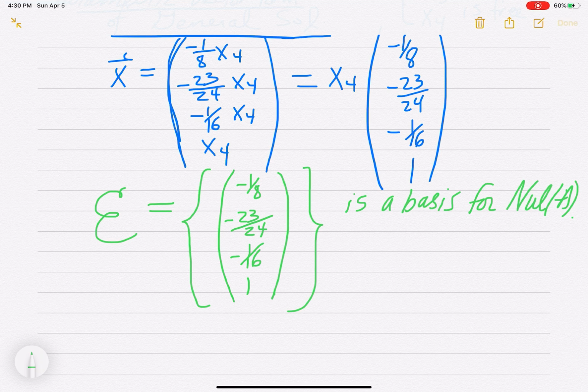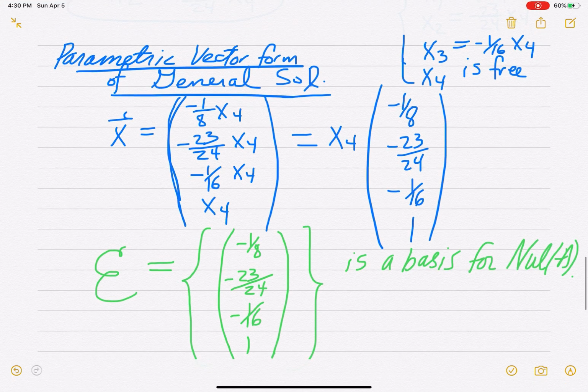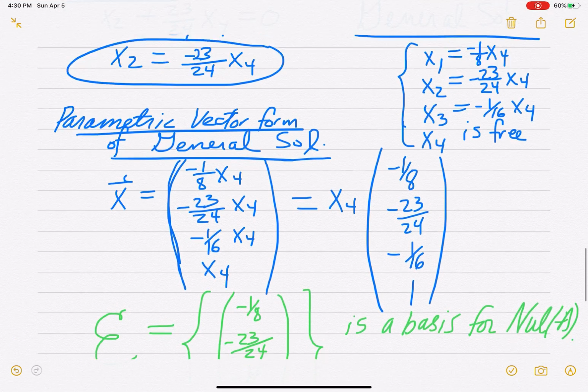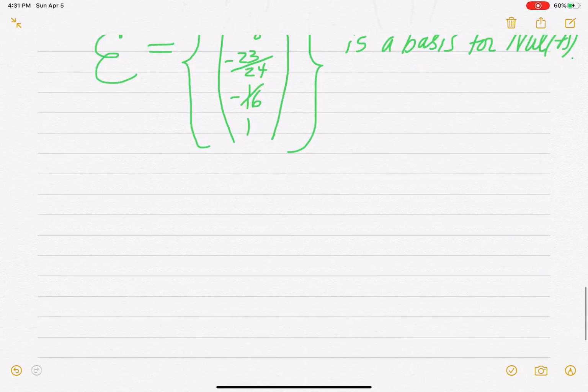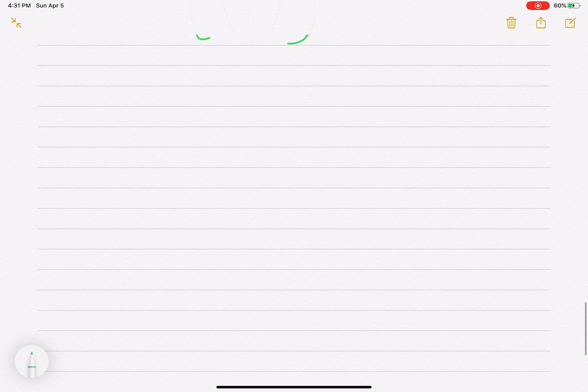So what I'm basically saying is the null space of A, that's all the solutions to the homogeneous equation, can be based on the single vector. And this single vector is linearly independent, right? Anytime you have a single vector, it's going to be linearly independent, unless you're talking about the 0 vector, which is linearly dependent.